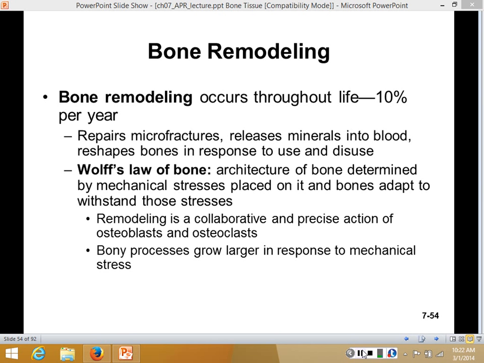Osteogenesis imperfecta, that I mentioned earlier, the brittle bone disease, where you're more prone to fractures, and osteoporosis, which I just showed you a picture of, the spine of that lady, the osteoclast eating away at her what? Her spine. Okay? So we're going to stop here.